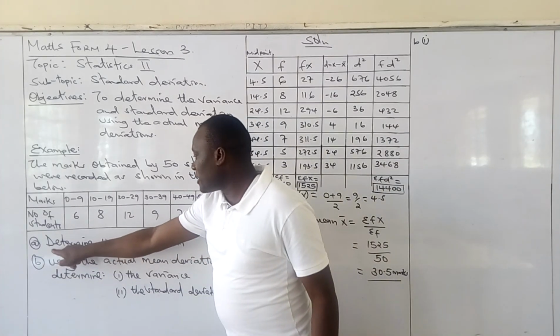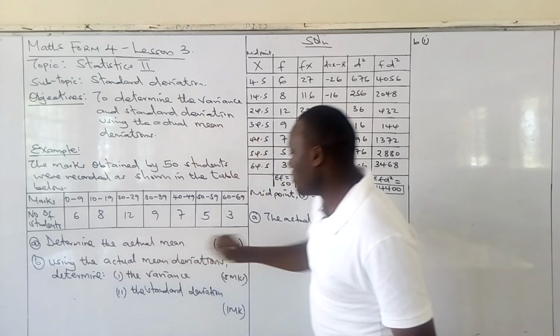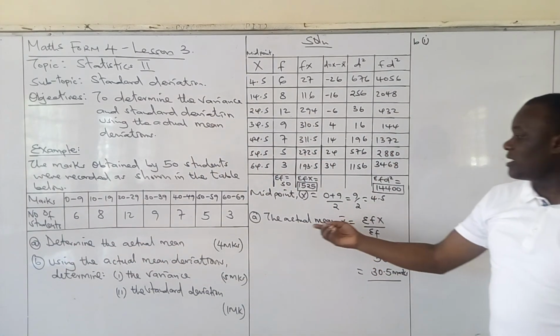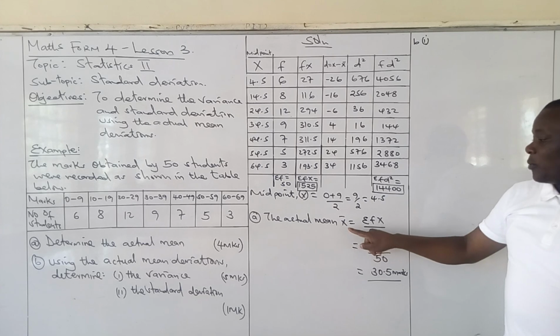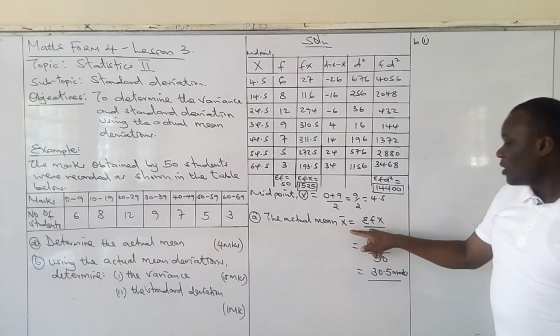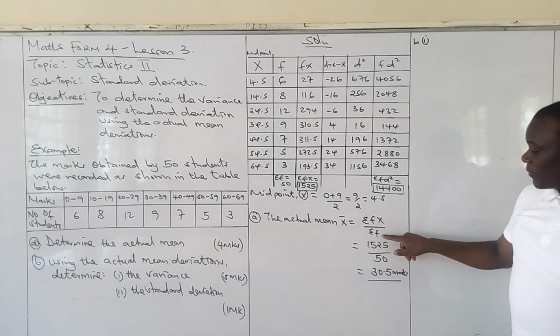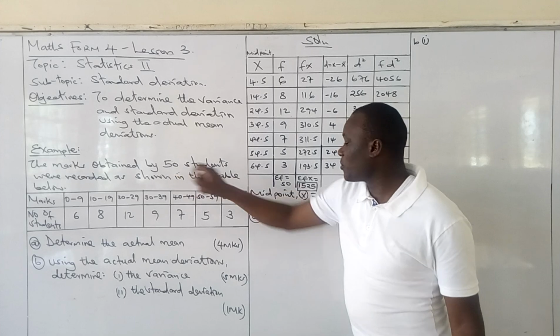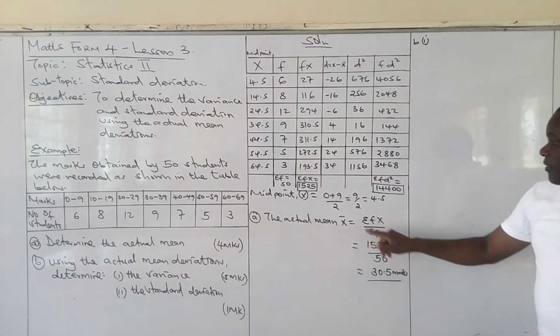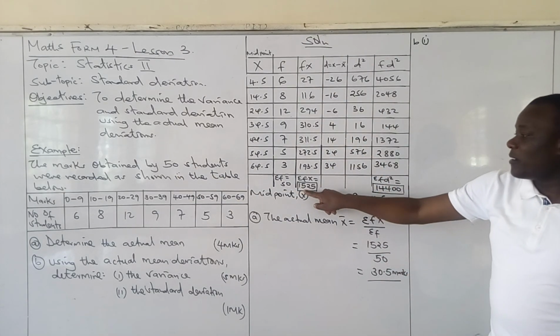The first question here wants us to determine the actual mean. Finding the actual mean, this is the formula. The actual mean, which is represented by x-bar, will be the summation of fx divided by the summation of f. Summation of f is total frequency, which is already given here. Number of students, total frequency, 50. Then the summation of fx, we have already found it here.